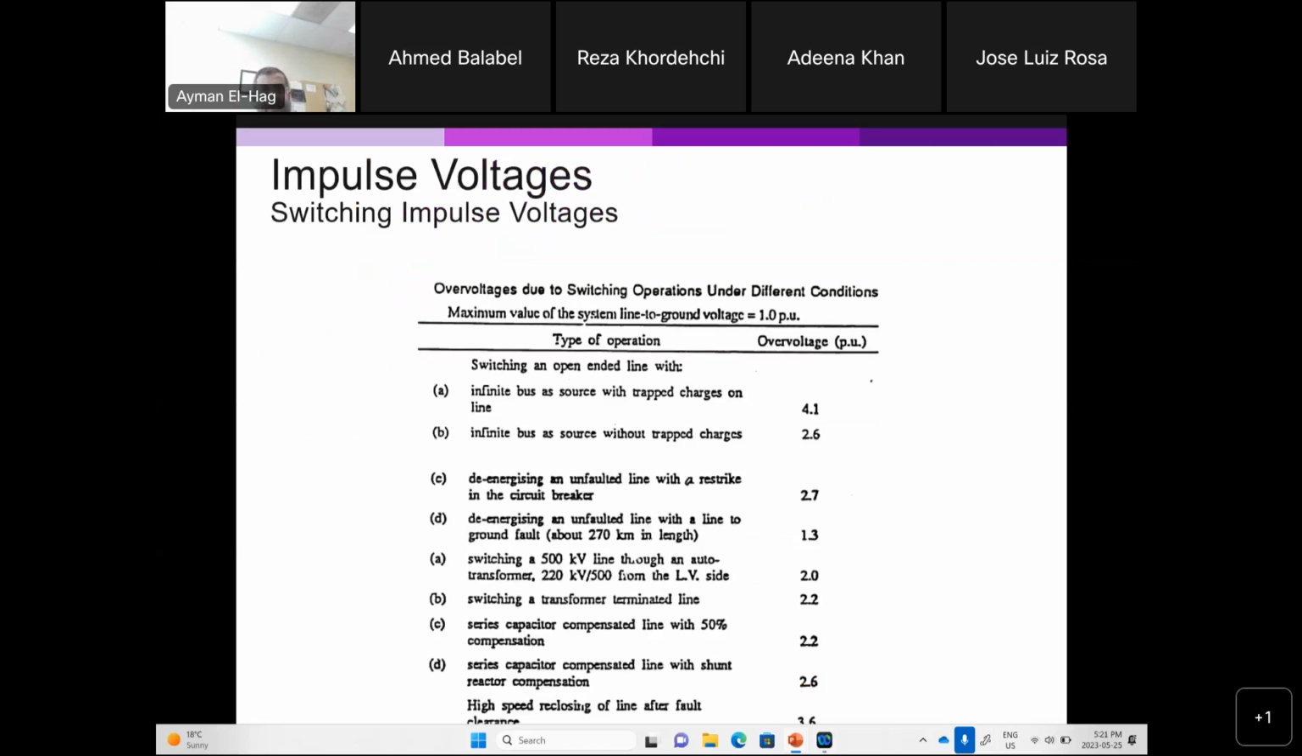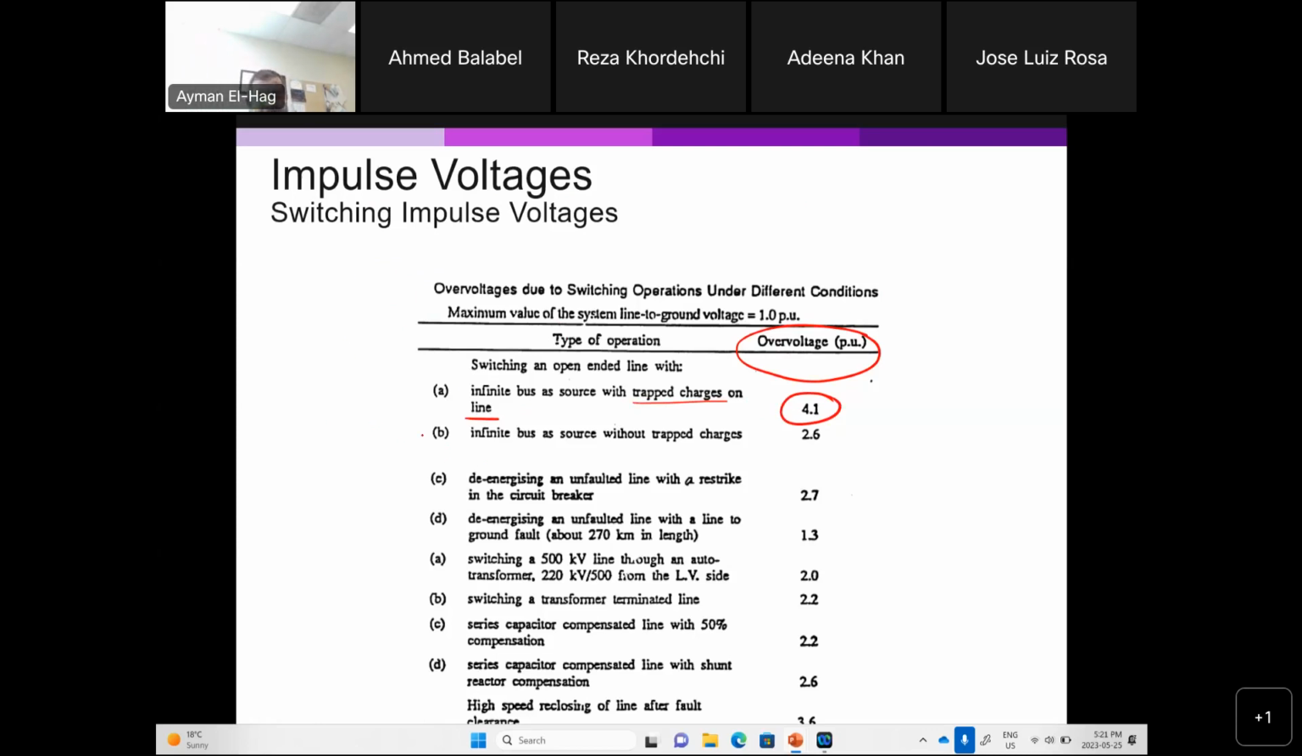Switching is something also very, very important. We need to also test the equipment under impulses or surge voltages that mimic switching events. And these are some examples about how much overvoltage we are getting in different scenarios. For example, if you have an infinite bus as a source with a trapped charge on the line, and we do some switching, an open-ended line, you'll get up to 4.1 per unit increase. So the voltage has increased 4 times more.